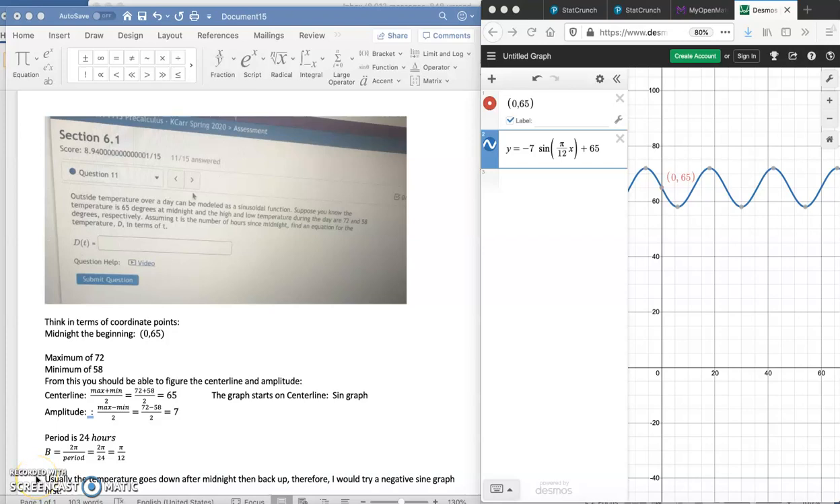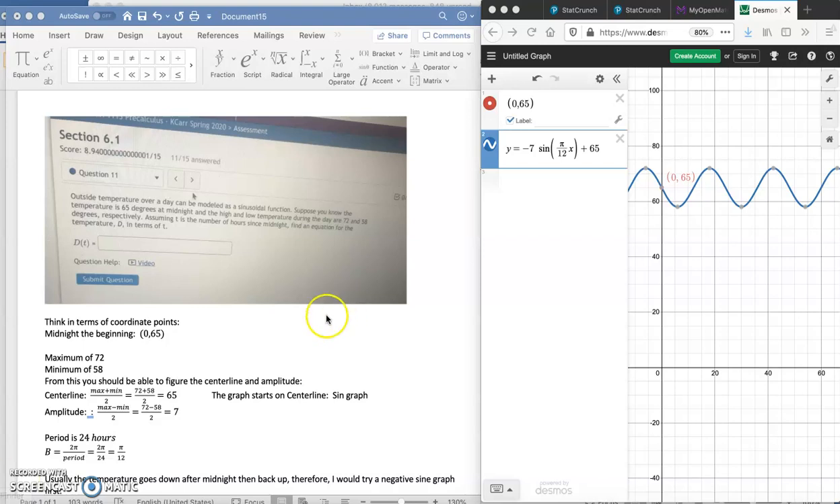Okay, let's look at this problem. It says the outside temperature over a day can be modeled as a sinusoidal function. Suppose you know that the temperature is 65 degrees at midnight and the high and low temperatures during the day are 72 and 58 degrees respectively. Assume that T is the number of hours since midnight. Find an equation for the temperature, D in terms of T.